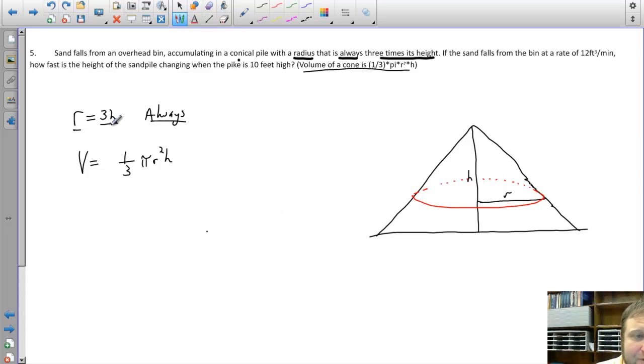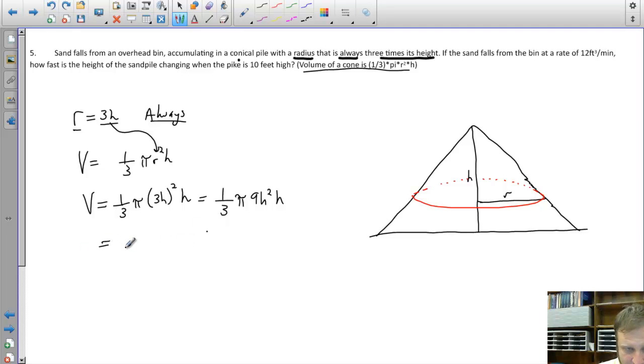Exactly. I'm going to substitute this value of 3h in for r. So I know volume is equal to 1/3 pi r squared times h, but r I'm going to say is 3h, quantity squared, times h. This will equal 1/3 pi times 9h squared, still times h. This is 9h squared, this is h. And this is going to equal 1/3 pi times 9h cubed.